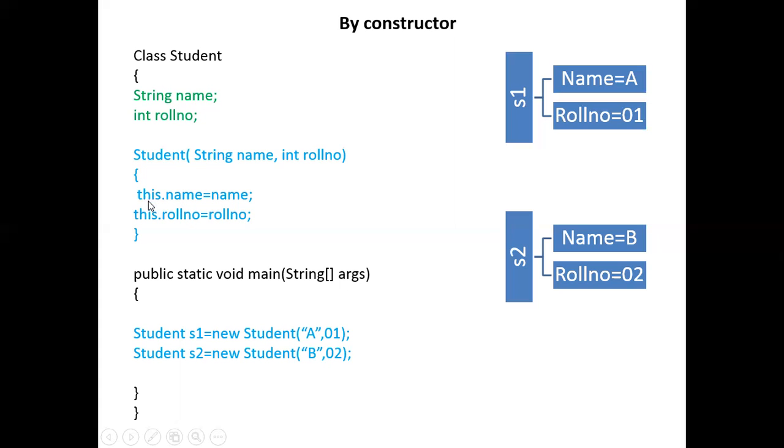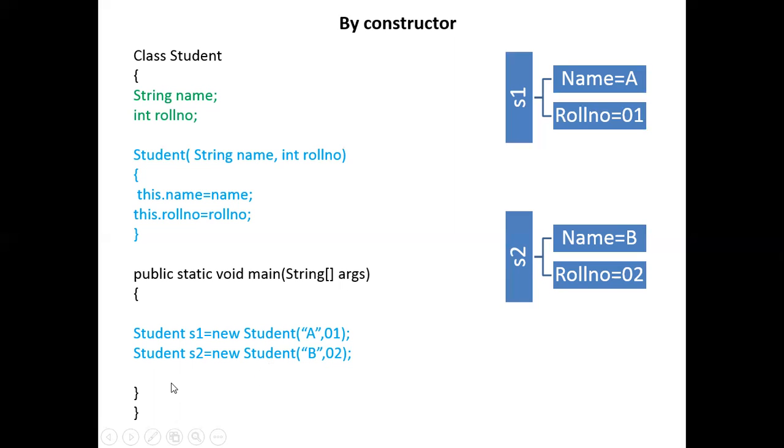The this keyword is used to differentiate between a local variable and an instance variable. Here name and roll number on this side are instance variables and these are local variables, and they both have the same name. So to differentiate, we use the this keyword. So this.name is initialized to A and this.rollNumber is initialized to 01. Once we create a second object, we pass two different values, and they are stored again. Name is initialized to B and roll number is initialized to 02 for the second student.